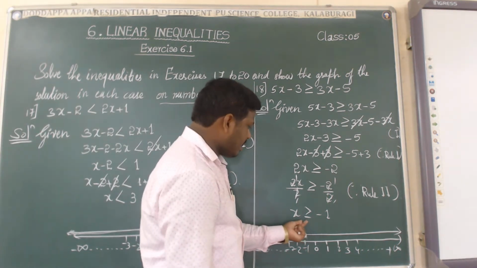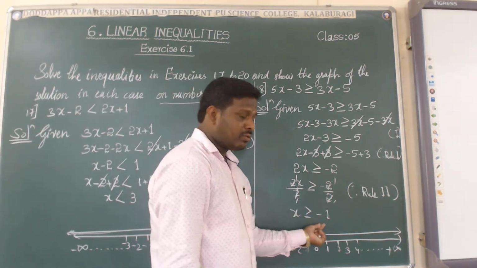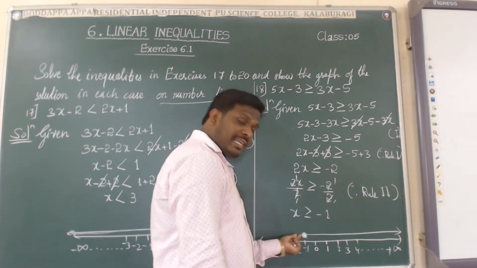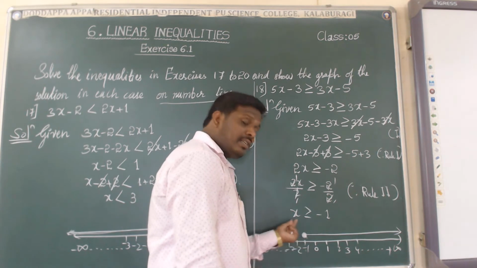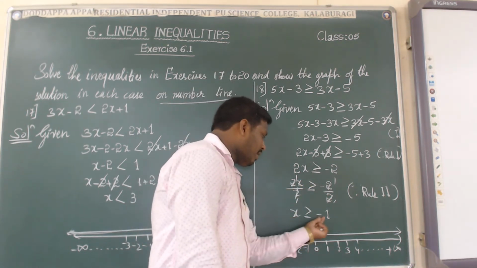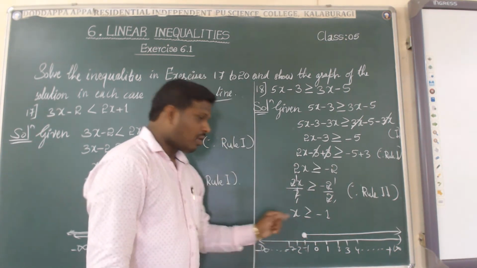And simultaneously here, the value of x is more than or equal to minus 1. So the value of x is including minus 1. Then we have to take a small circle with shading. It means including the value of minus 1 also. This is the meaning of a shaded small circle.